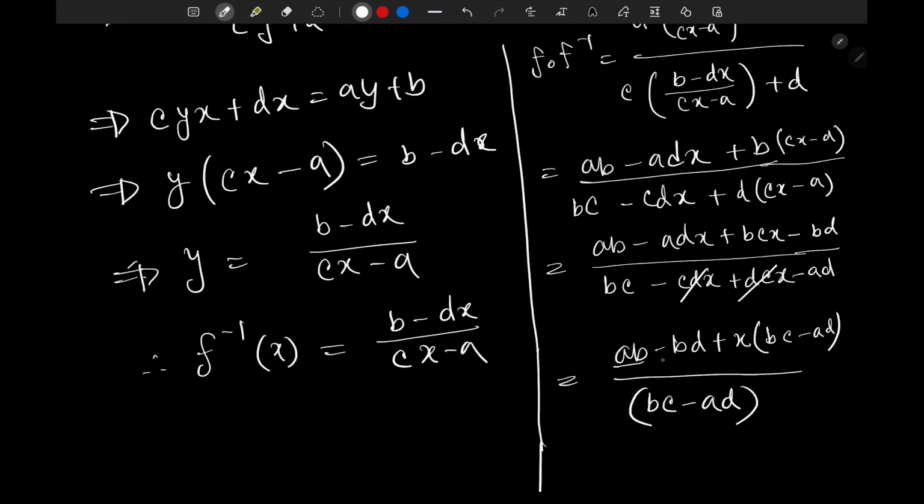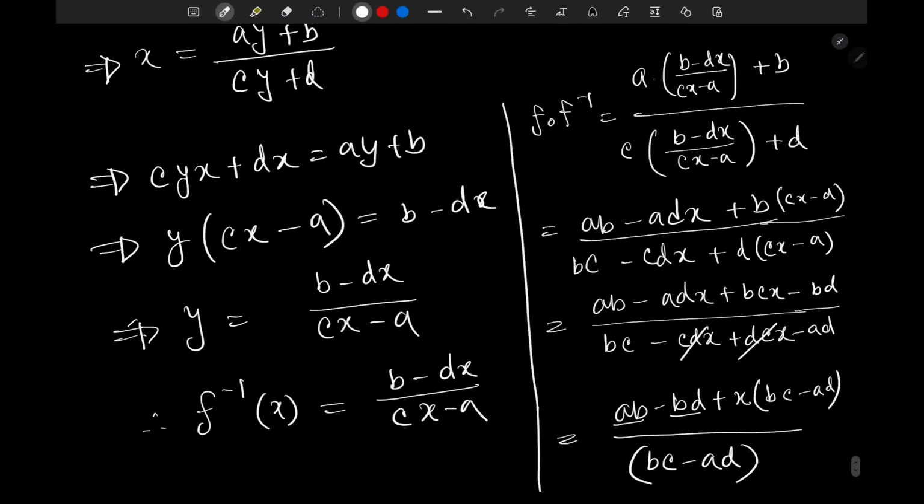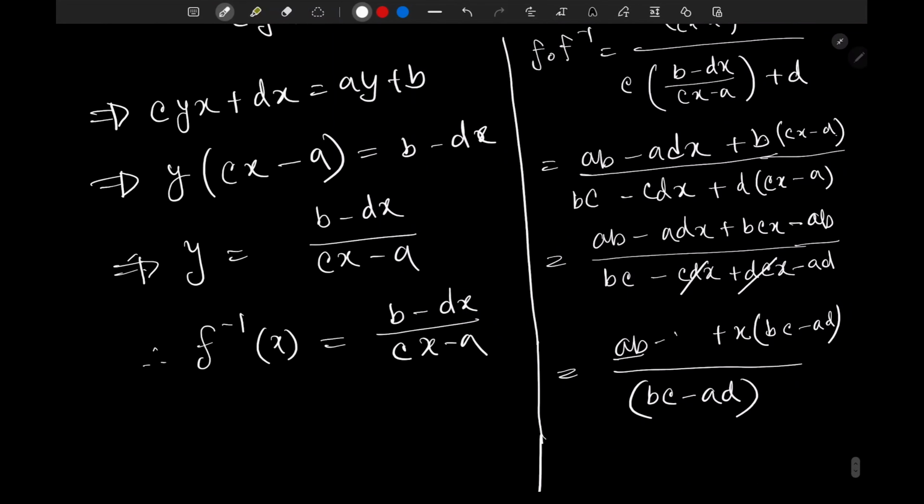Okay, this part should be 0. Maybe I've done some mistake somewhere over here. Yeah, I made a mistake. As you can see, this should be A minus B over here because this is bcx and ab. Yep, I made a very silly mistake.